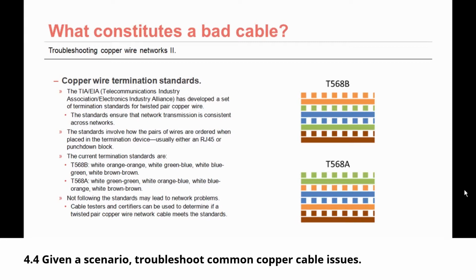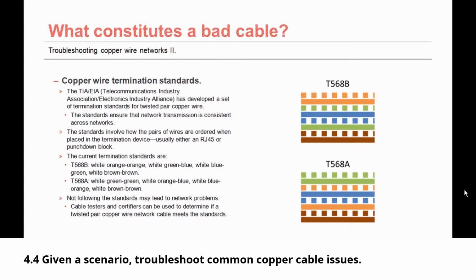The standards involve how the pairs of wires are ordered when placed in the termination device, which is usually either an RJ45 or a punchdown block. The current standards are the T568B and the T568A standard. The pinout for the T568B standard is white orange, orange, white green, blue, white blue, green, white brown, brown. On the other hand, the pinout for the T568A standard is white green, green, white orange, blue, white blue, orange, white brown, brown. Not following the standards may lead to network problems.